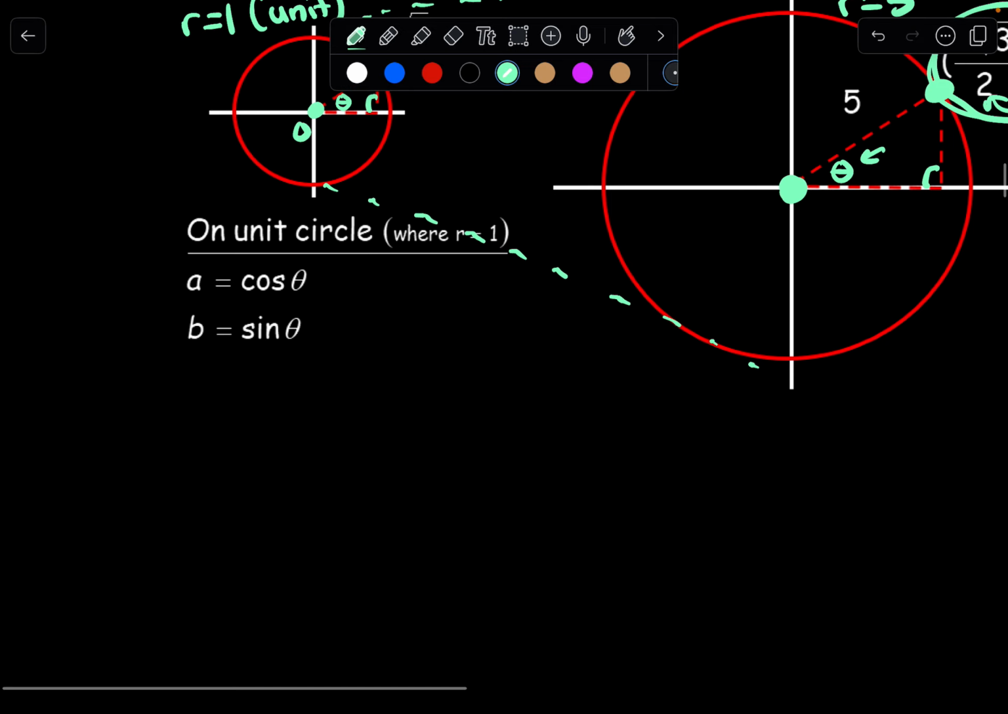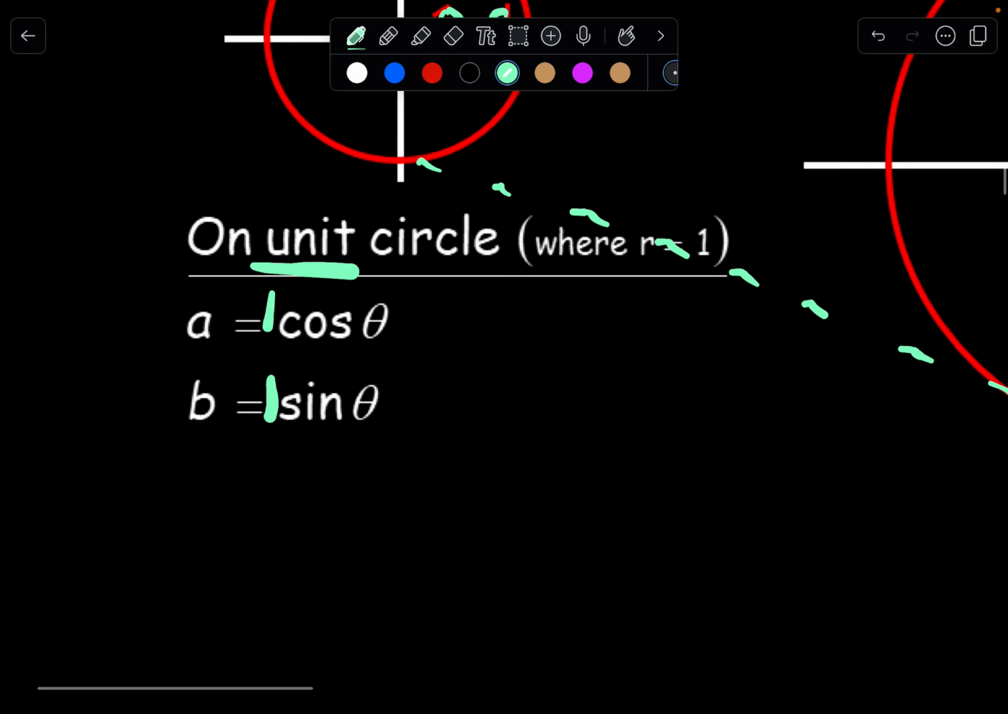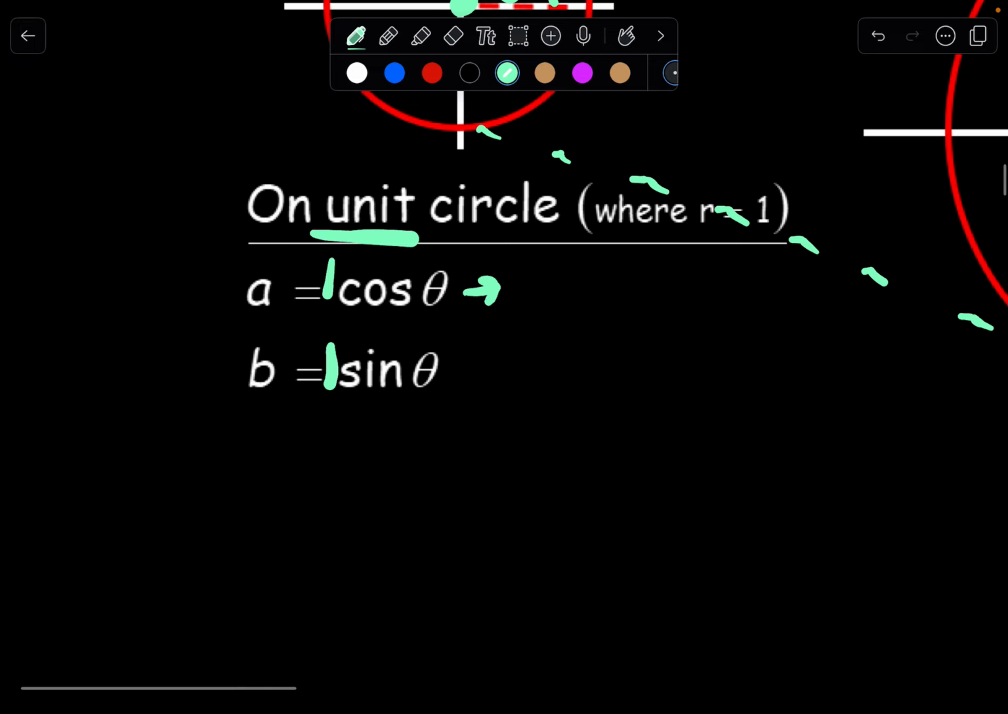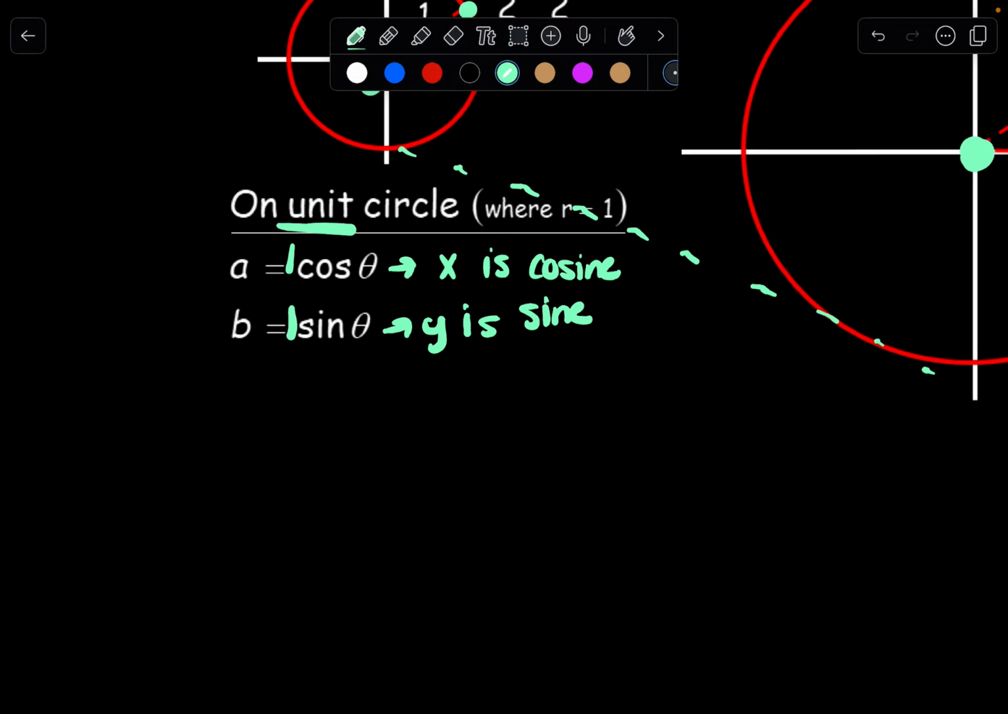So in the complex plane, A is equal to cosine theta, B is equal to sine theta. Now that's for the unit circle. So that means 1 and 1, okay? If we think about it in the Cartesian plane, it was x is cosine, and then y is sine, right? So we have that horizontal relationship and that vertical relationship.